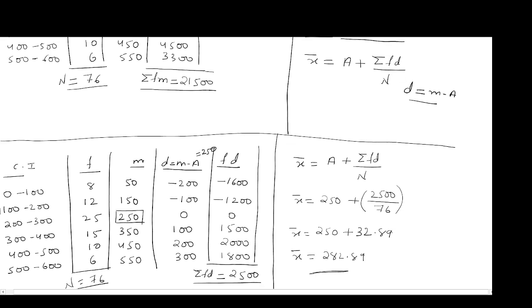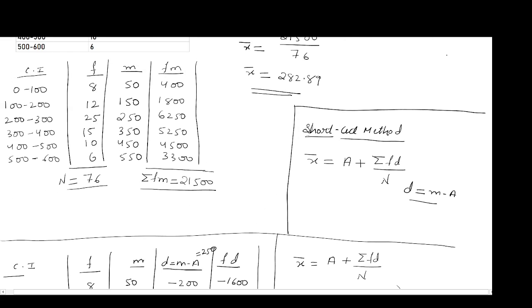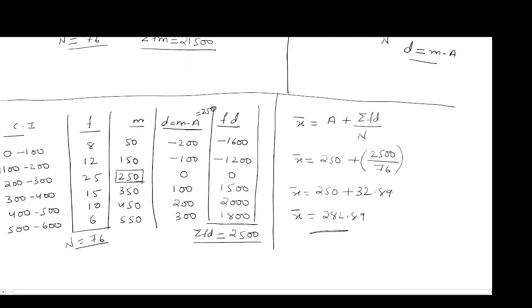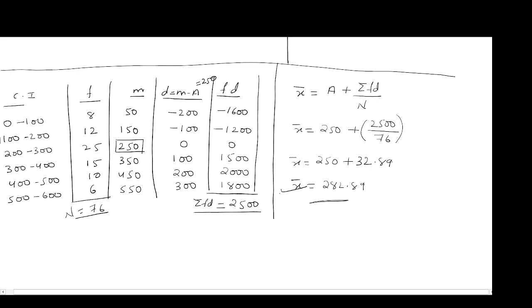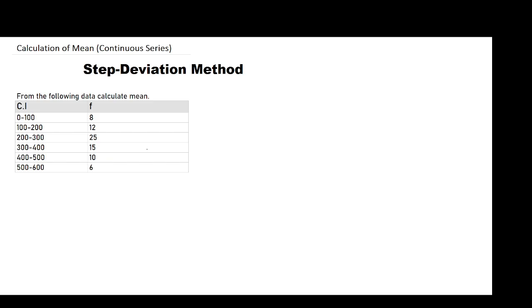Now go back to the direct method. You can observe here, from the direct method we got X bar as 282.89. So using shortcut method also we got X bar is equal to 282.89. So this is how the mean should be calculated using direct method as well as shortcut method. Now we are also going to solve this using step deviation method, for the same problem.